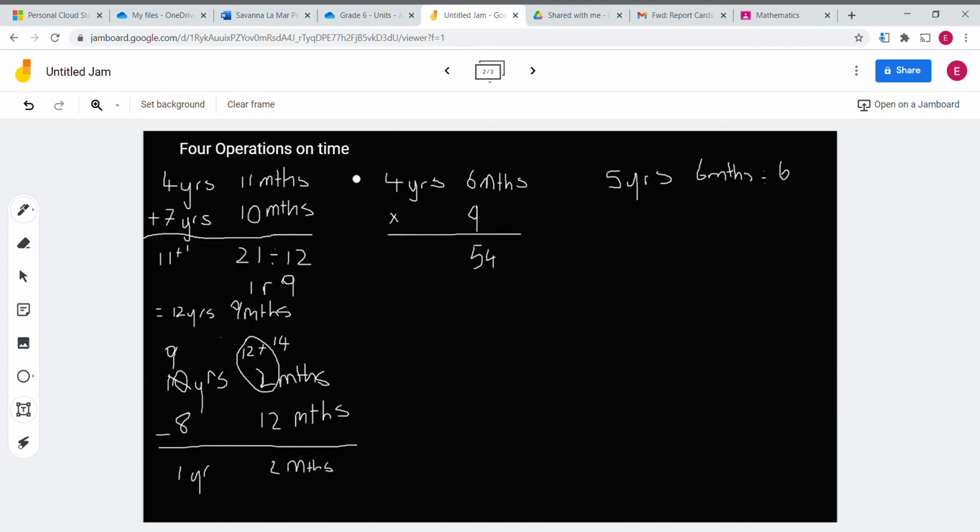Right? And 9 fours is 36. So you have 36 years and 54 months. But we know that it's 12 months that makes a year. So we are going to have to convert these 54 months into years. And because you're moving from a small unit to a large unit, just like we did before, we are going to divide.